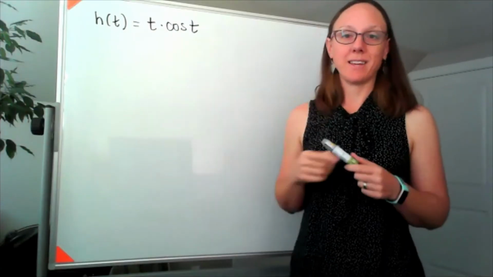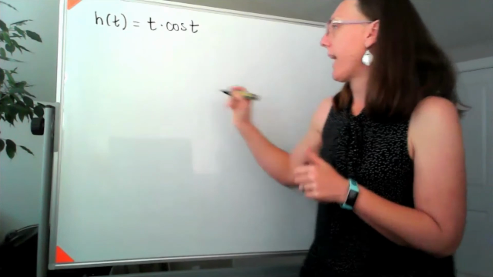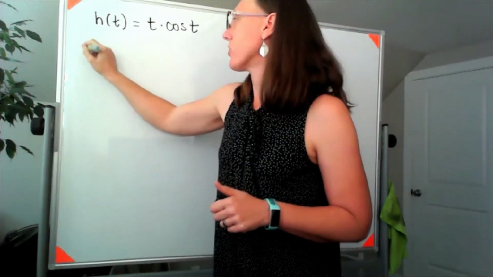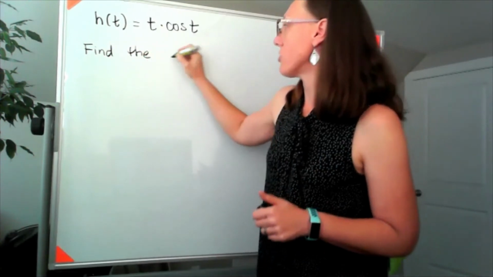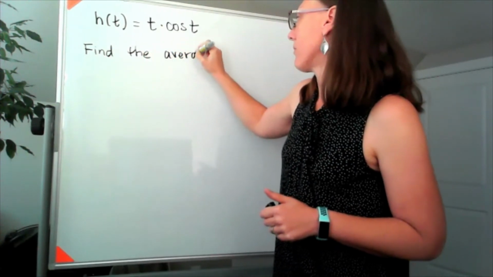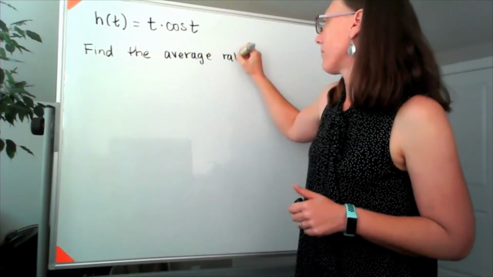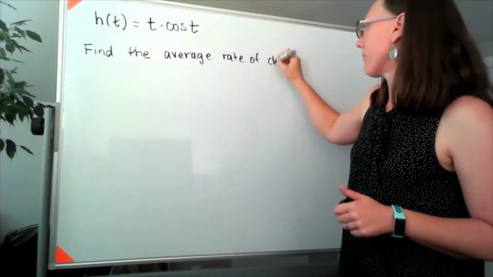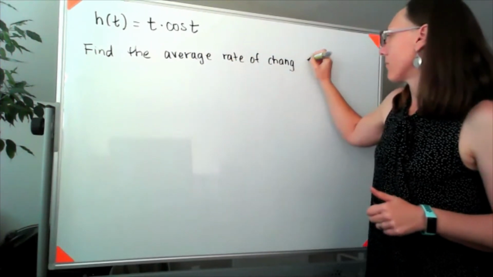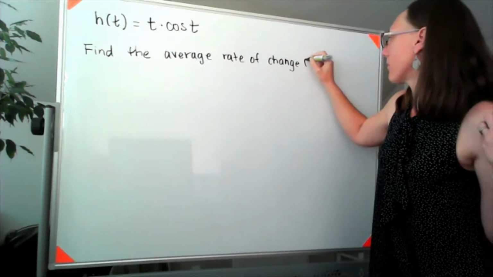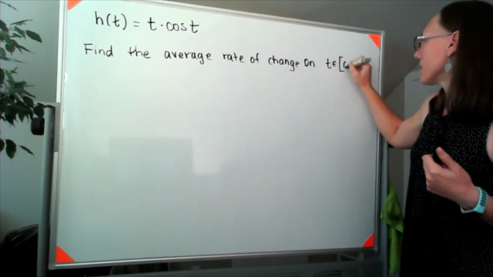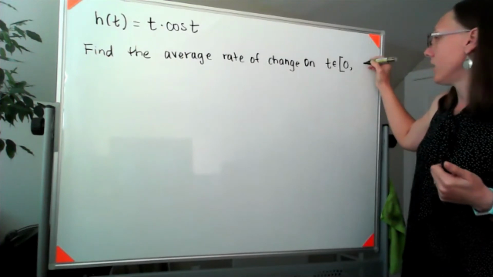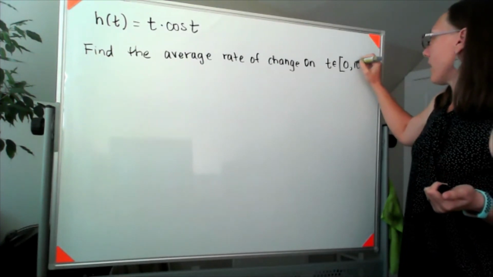And h(t) is equal to t times cosine of t. And I want to find the average rate of change on [0, pi].